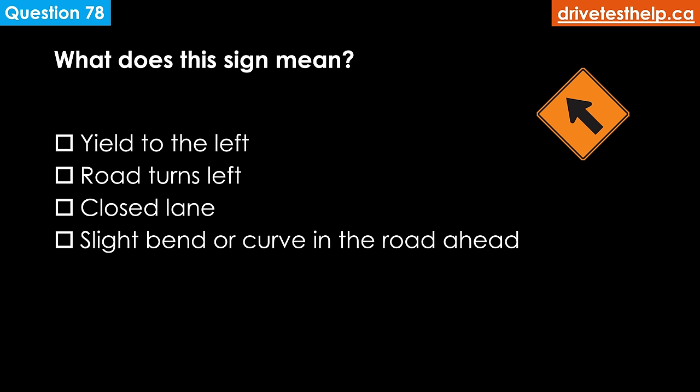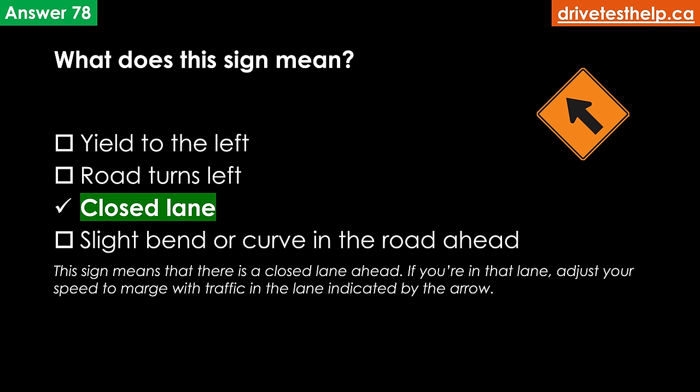What does this sign mean? Yield to the left, road turns left, closed lane, slight bend or curve in the road ahead. Correct answer, closed lane. This sign means that there is a closed lane ahead. If you are in that lane, adjust your speed to merge with traffic in the lane indicated by the arrow.